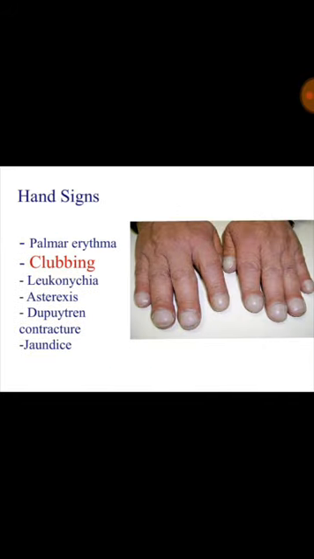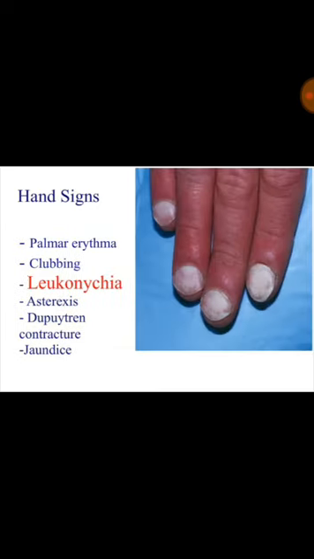So, another important finding in the hand is clubbing. Another one is leukonychia, and leukonychia occurs due to hypoalbuminemia, as albumin is synthesized in the liver. So the synthesis of albumin is reduced due to liver failure.